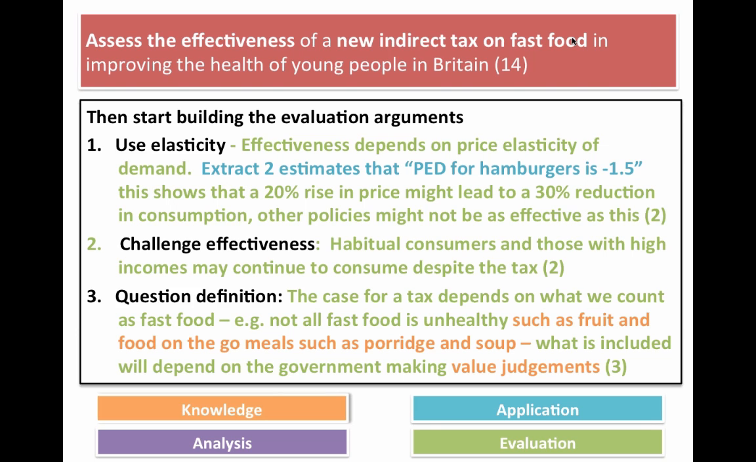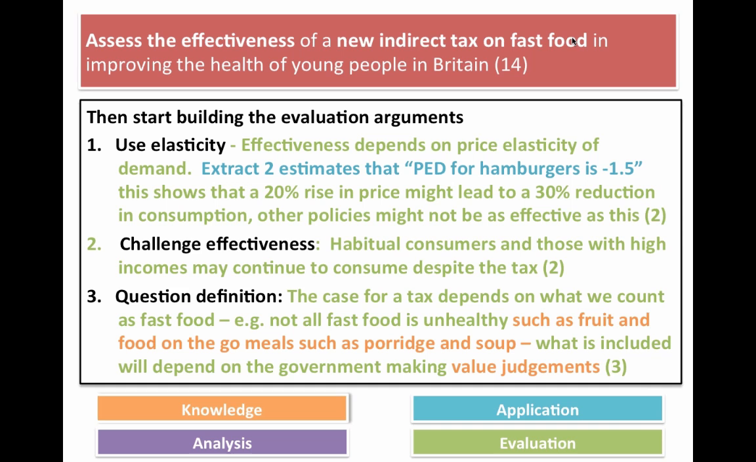Notice what I've done here in point 3 to nail an extra evaluation point. So not all fast food is unhealthy, such as fruit and food on the go meals, such as porridge and soup. By the way, porridge, I'm not just putting in to stir things up, but that's an actual point. What is included will depend on, that's an evaluation phrase, will depend on the government making value judgments. That's a key phrase, because nearly always with these kind of interventions, you can't avoid making value judgments. Sort of paternalistic approach of the government. That can add extra depth to evaluation point.